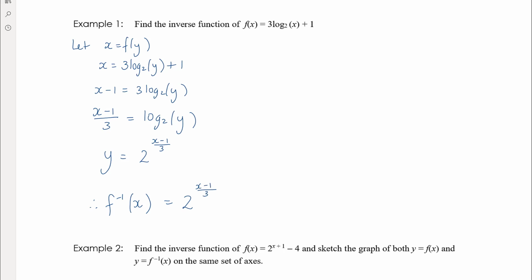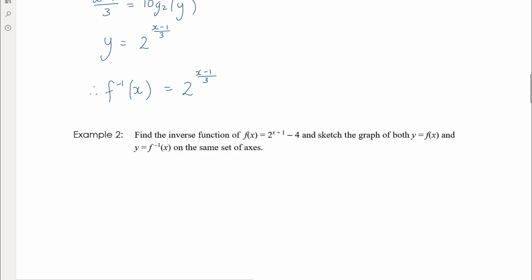Doesn't ask for domain or range, and there's been no restriction here, so the domain of the inverse is equal to the range of the original. The range of a log function is R. The domain of this exponential function is R. So there's no restriction. So it's not really necessary to state the domain because it is its implied domain.